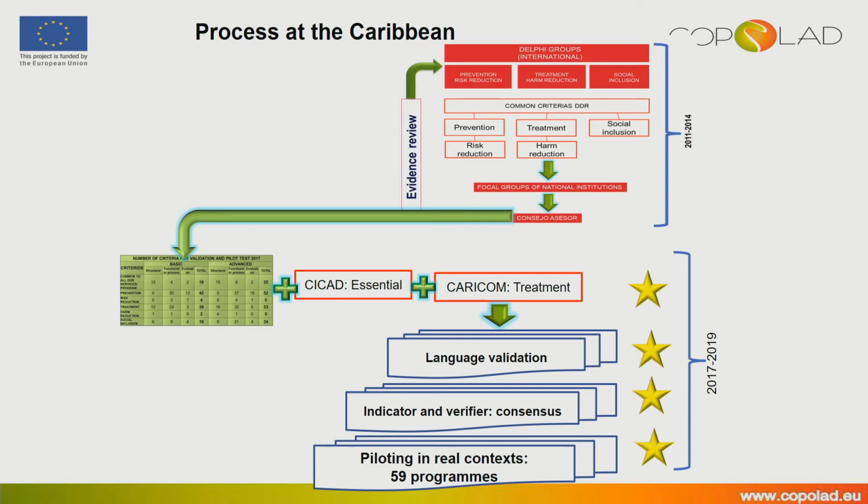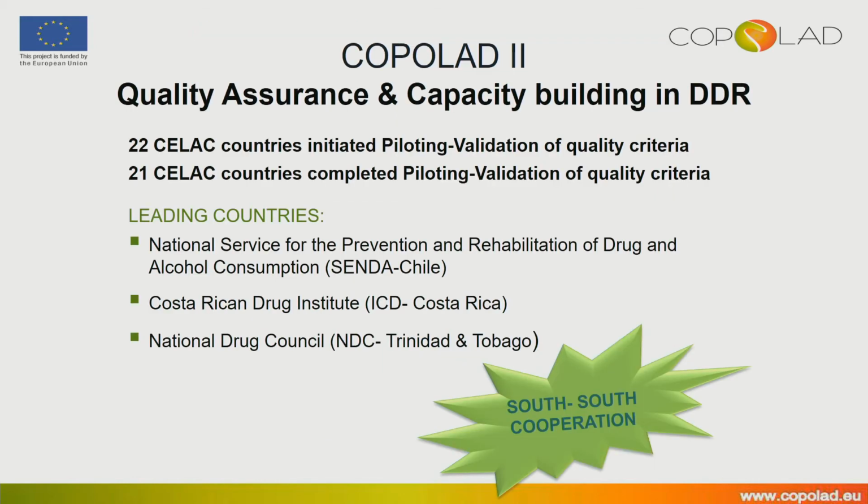Okay, where are we now? Well, since 2016, we started this piloting and validation of those standards in 22 CELAC countries, including Latin America and the Caribbean, and we had 3 national agencies from the region leading the different processes. SENDA Chile, the agency responsible for drug policy in Chile, was leading the validation of the treatment standards. Costa Rica, the ICD agency, was leading the validation of the prevention standards, and the National Drug Council of Trinidad and Tobago was leading the whole process in the Caribbean countries.